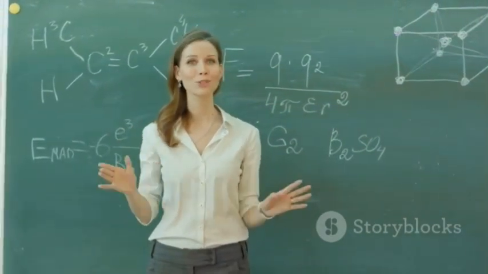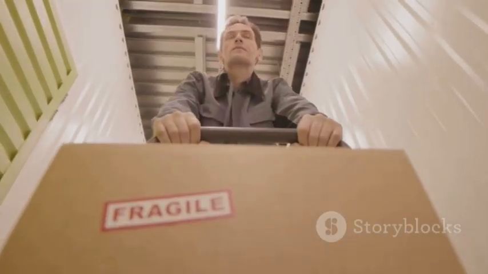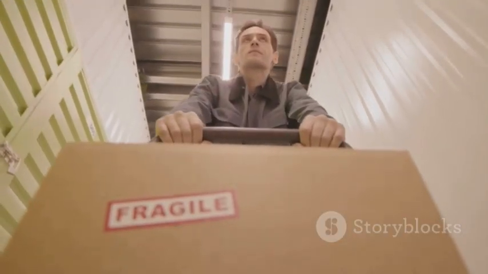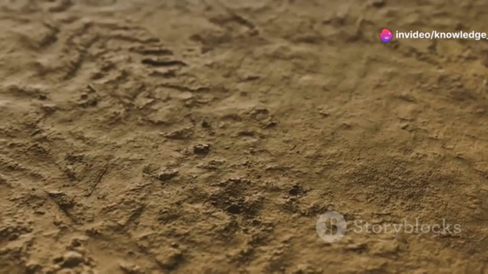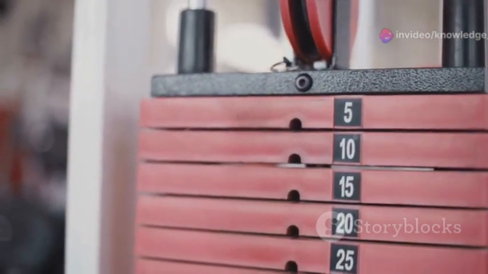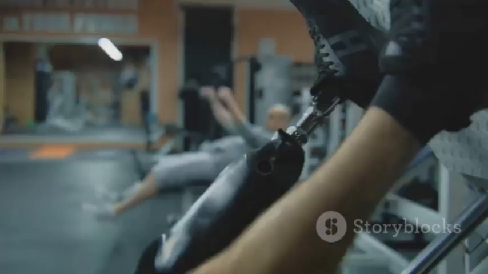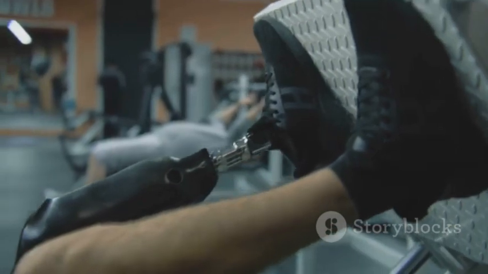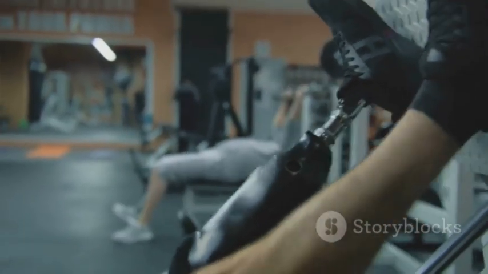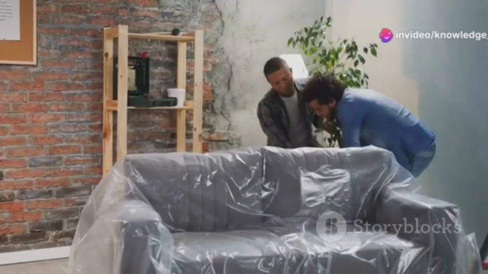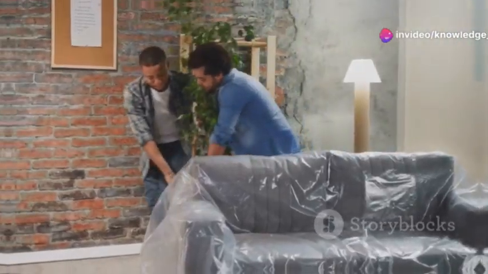Factors affecting friction. The amount of friction depends on several factors. First, the roughness of the surfaces. The rougher the surface, the greater the friction. Second, the force pressing the surfaces together. Heavier objects experience more friction because they press harder against the surface. That's why a heavy object is harder to push than a light one.